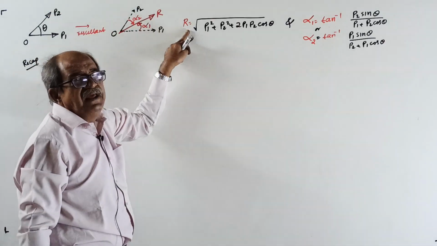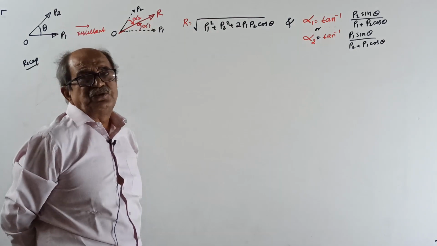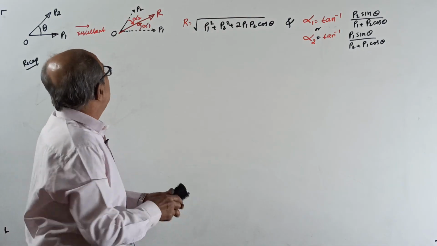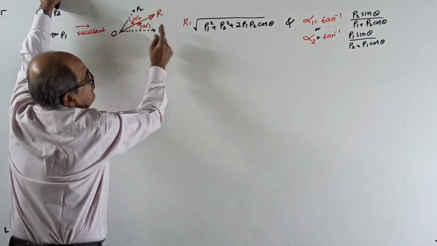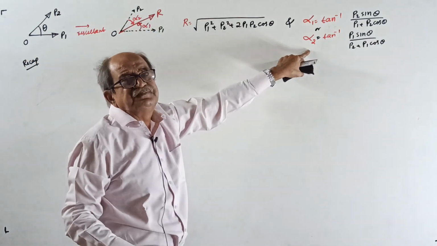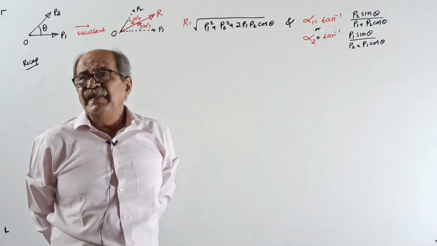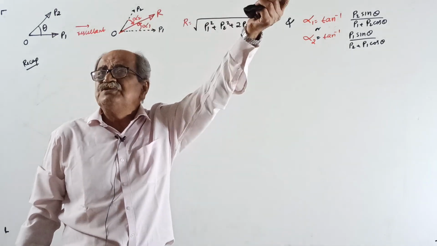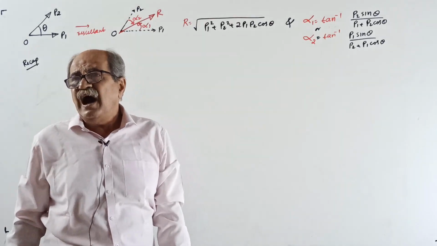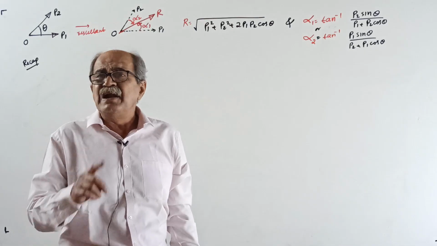We know that R equals, already proved last time, this expression, root of P1 square plus P2 square plus 2 P1 P2 cos theta. And this angle, alpha 1, I wrote there, alpha 2, I wrote there. Last time I explained by words. Any alpha is tan inverse of other force into sin theta divided by that force plus other force into cos theta. When I give the summary afterwards, I will write once again.